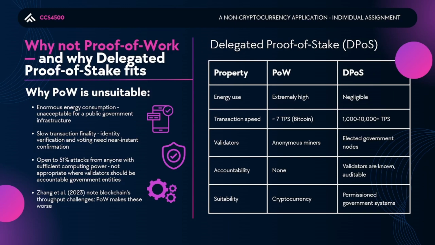But in my proposed alternative, which is delegated proof of stake, or in short, DPoS, validators are elected or appointed government institutions like an election commission or Ministry of Interior, who are known and auditable and can be removed if they misbehave. Also, energy use is negligible. Throughput can reach tens of thousands of transactions per second, and accountability is built in. Also, it is important to mention that Alexopoulos confirms that permissioned blockchain with a set of accountable validators is consistently the preferred architecture across the real European e-government implementations.